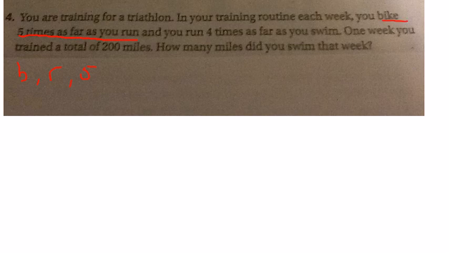You bike 5 times as far as you run. So this is one of those that I want you to test your numbers after you get it. I'm going to do it wrong first, and I want you to see why it's wrong. You bike 5 times as far as you run. It's easy to interpret that as 5b is equal to r.